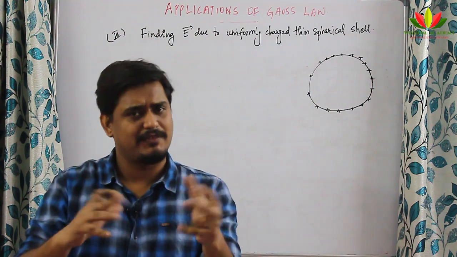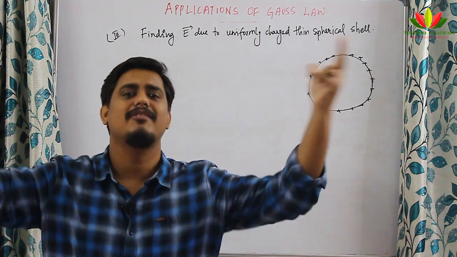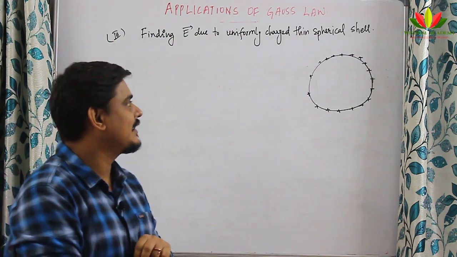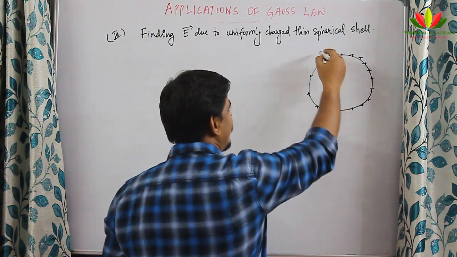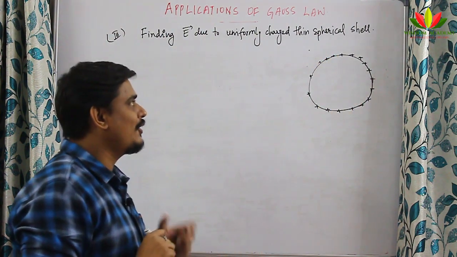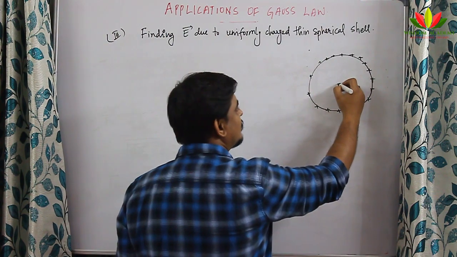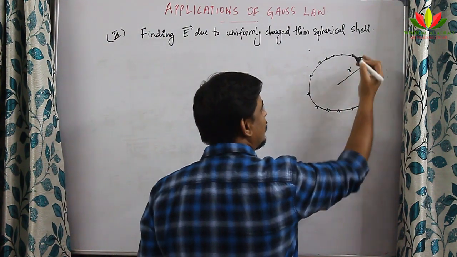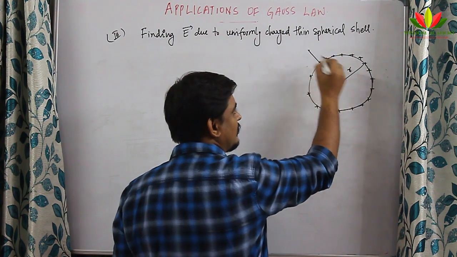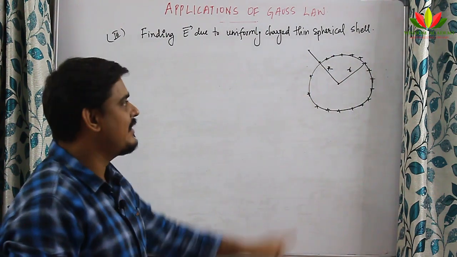It can be positive or negative. Once again I am saying, if it is positive charge, the field will be radially outwards. If it is negative charge, radially inwards. So I want to find the electric field at various points. I can find the electric field at a point outside, at the surface or inside the shell. If I take the point to be outside, let the radius of the Gaussian surface be r, and let the radius of the shell be capital R. So I want to find the electric field at the outside.